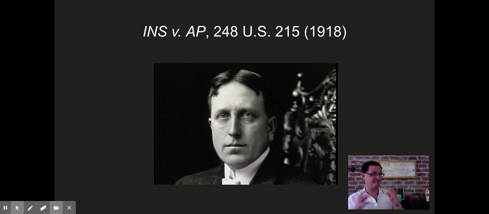Now, copyright, as we'll learn later in the class, only protects particular expressions of ideas. It doesn't and can't protect facts and ideas, right? So at least in theory, the reason that the AP was not bringing this as a copyright infringement action, but only bringing it as a misappropriation action, was because the INS wasn't actually copying the stories. It was just copying the content of those stories, and that can't be copyright infringement.